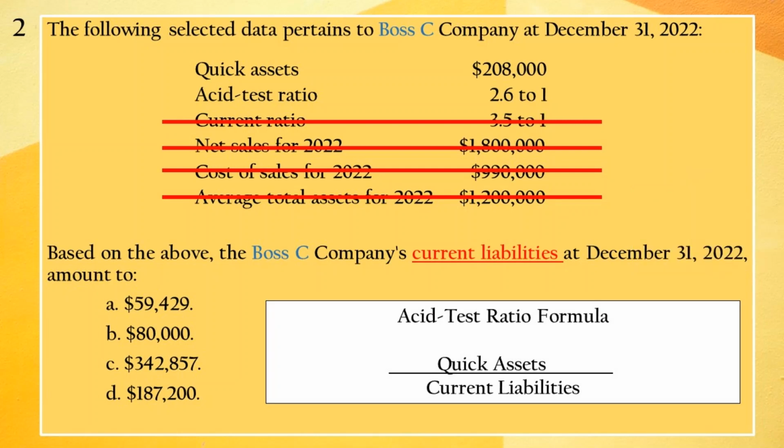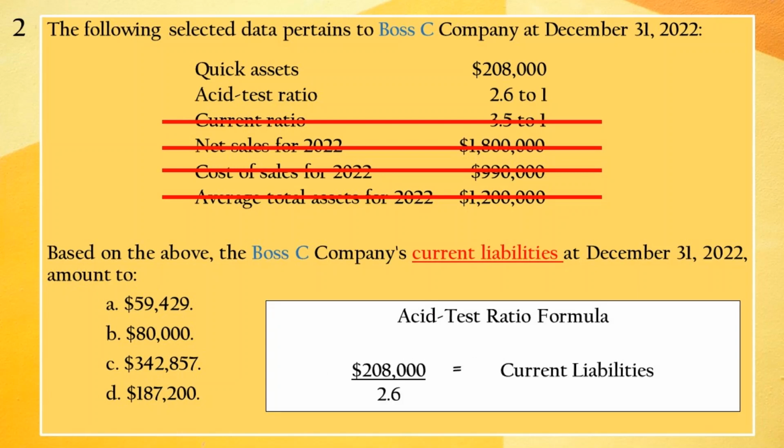So since quick assets of $208,000 is given and the asset test ratio is 2.6, which is also given in the clues, we can divide $208,000 by 2.6 to get current liabilities of $80,000.